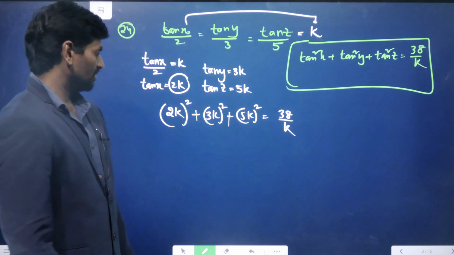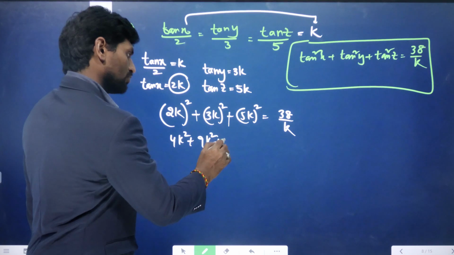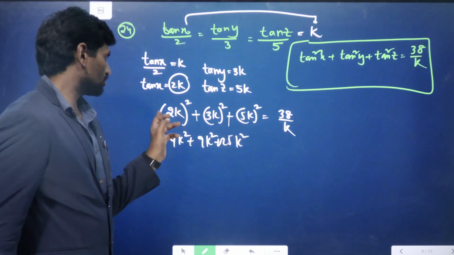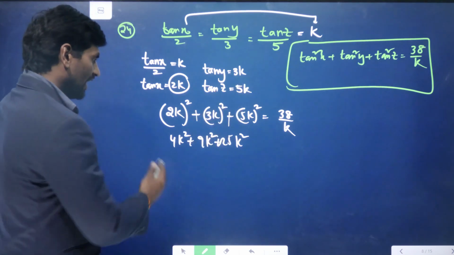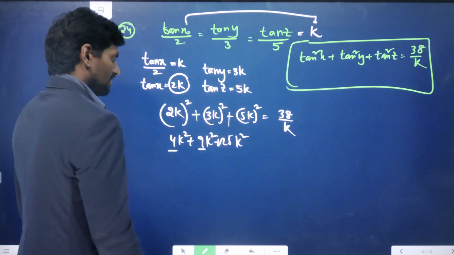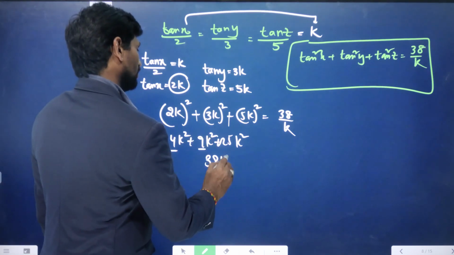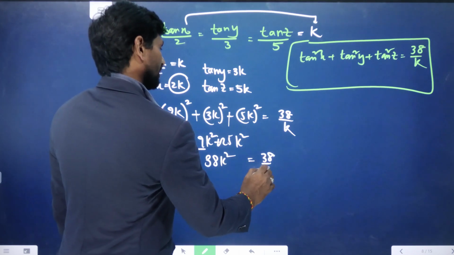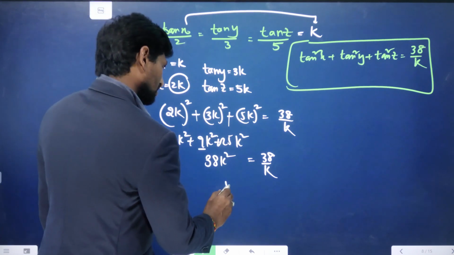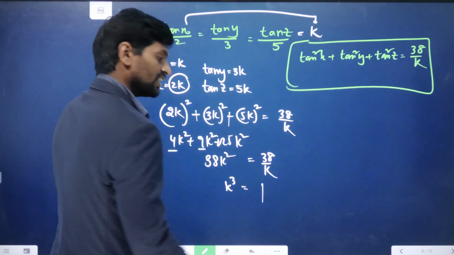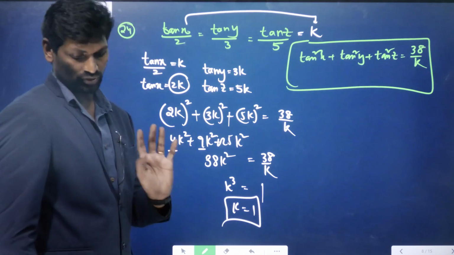Now 4k square plus 9k square plus 25k square. Am I right? Because 2 square becomes 4, 3 square becomes 9, 5 square becomes 25. Add all of them. 9 plus 4, 13, 13 plus 25 is 38k square equals 38 by k. Now 38 transpose that side. It will be k cube is equal to 38 by 38, nothing but 1. So k value is 1. We got the k value 1.